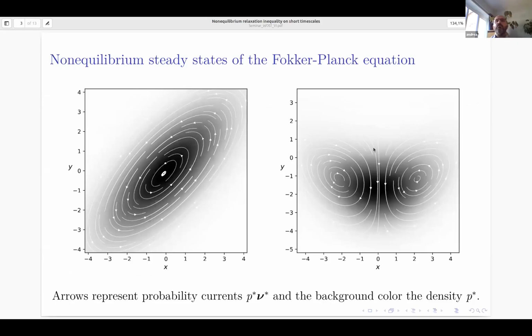Here we have two prototypical examples in two dimensions. On the left, we have a linear system, an Ornstein-Uhlenbeck process, while on the right, we have a quadratic potential. Of course, more general examples are possible. Here, the background color represents the density, and the arrows represent the probability currents.